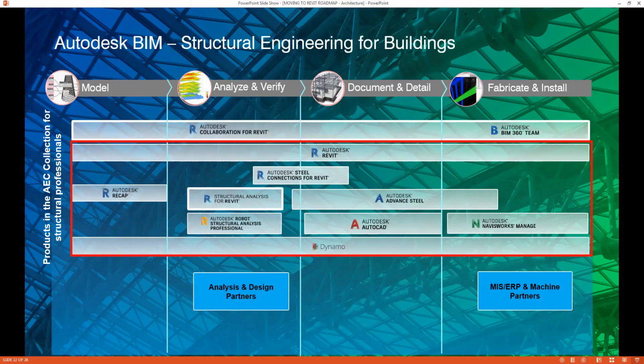So the software packages used for this will be Autodesk Revit, Autodesk Steel Connections for Revit, which I think is now part of Revit 2019.1. Yes, they have structural analysis for Revit. You have Autodesk Robot Structural Analysis Professional, and you still have Dynamo as well.